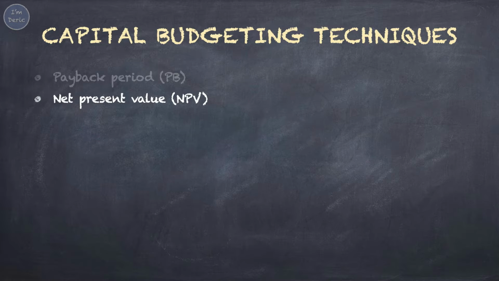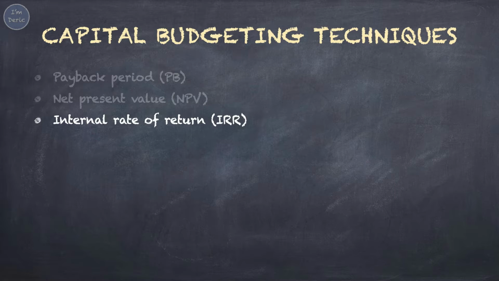NPV calculates the value of future cash flows in today's dollars. It helps assess the profitability of an investment or project. Positive NPV indicates a potentially good investment. Third, internal rate of return, IRR. IRR is a measure of the profitability of an investment. It represents the rate at which an investment breaks even.